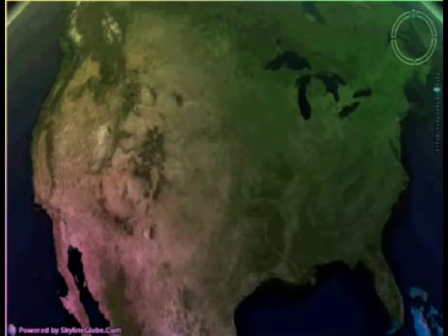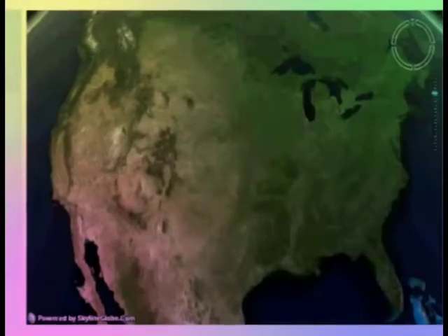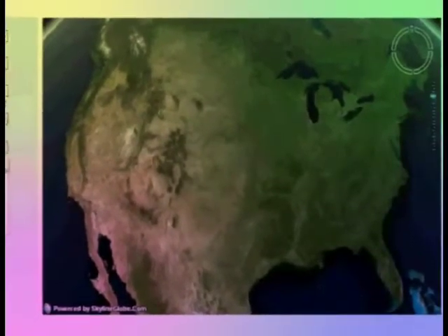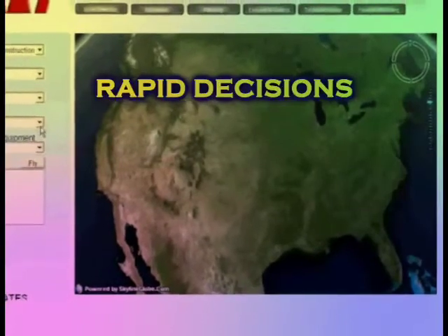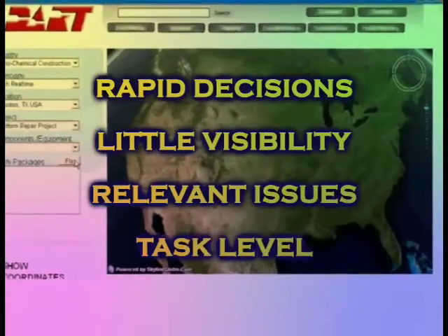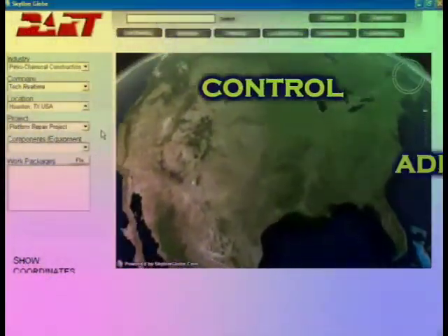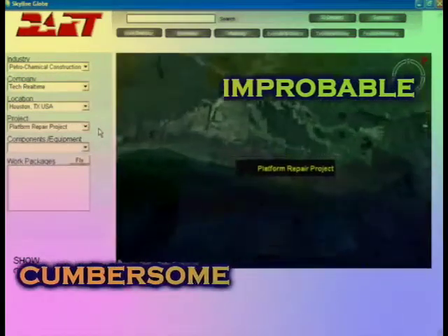Even the best system can't presuppose every possible issue encountered during a project. A project manager is required to think on his or her feet and make rapid decisions. These decisions are often made with little visibility of the relevant issues at the task level. Many times the attempt to implement any control or to gain adequate information is viewed as both cumbersome and improbable.